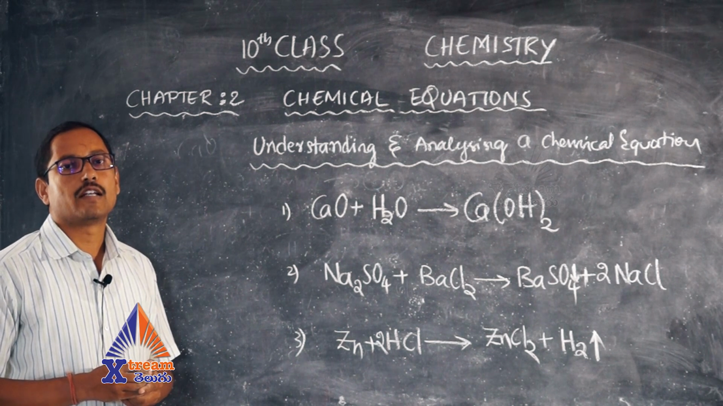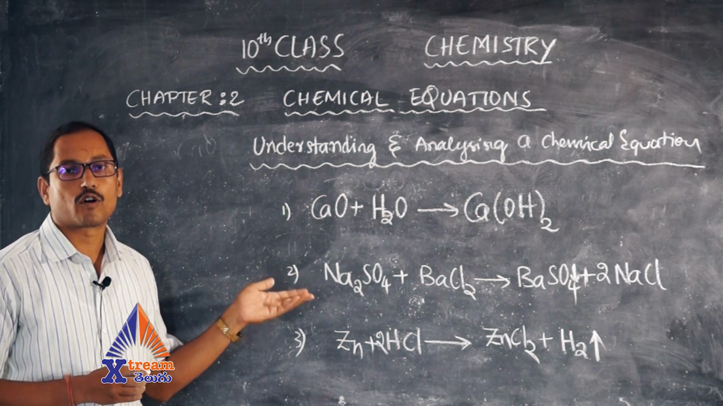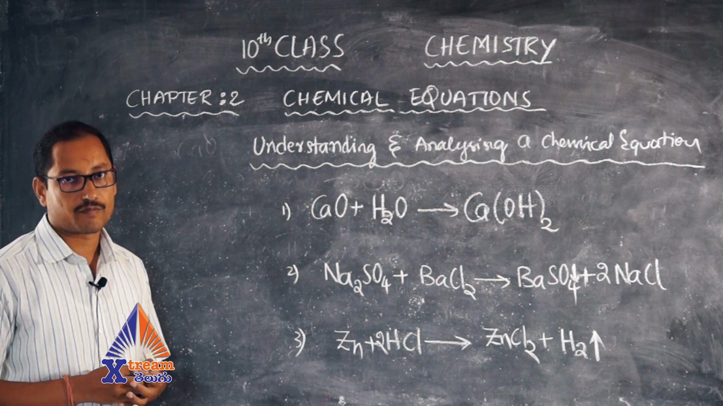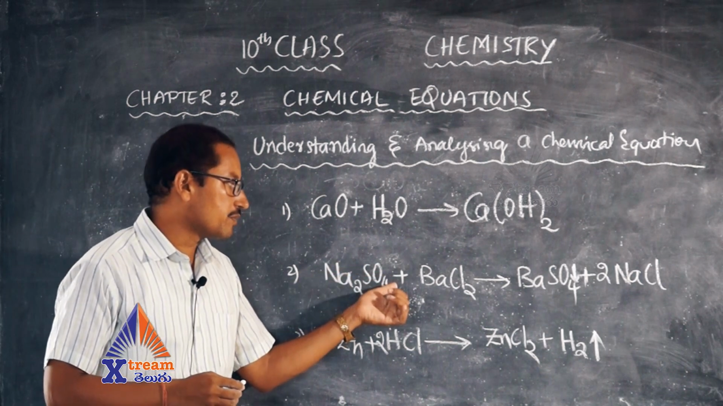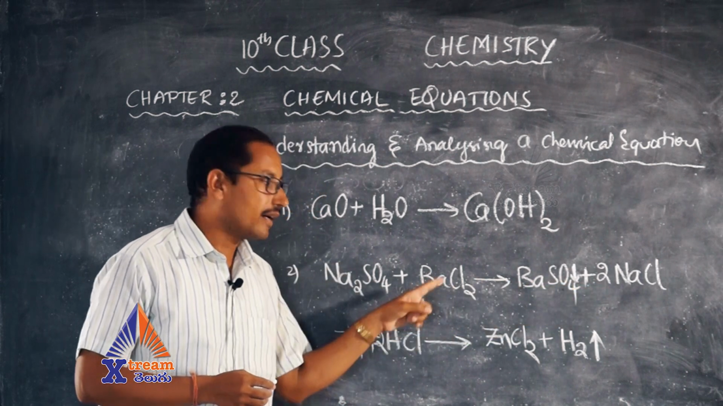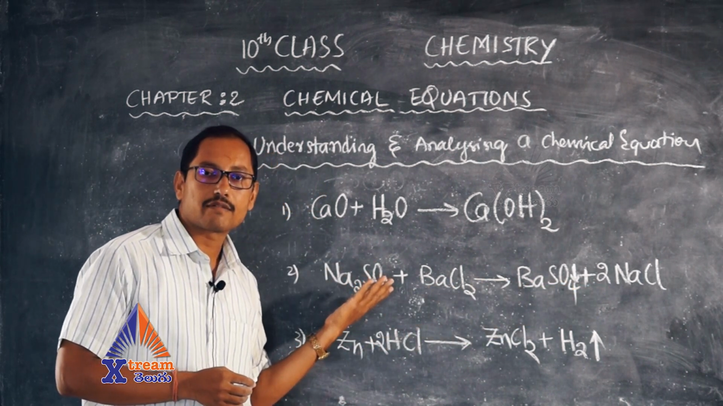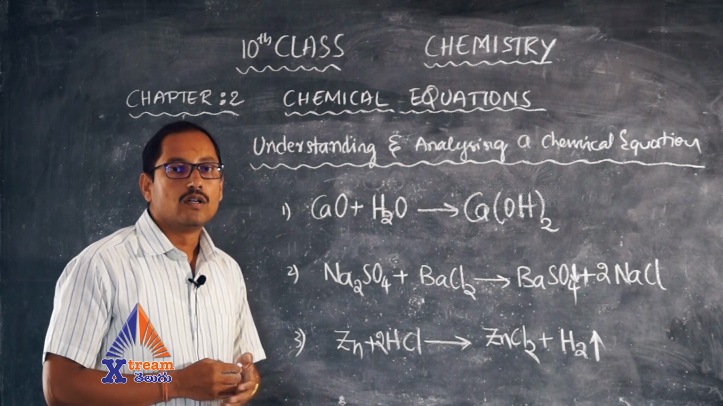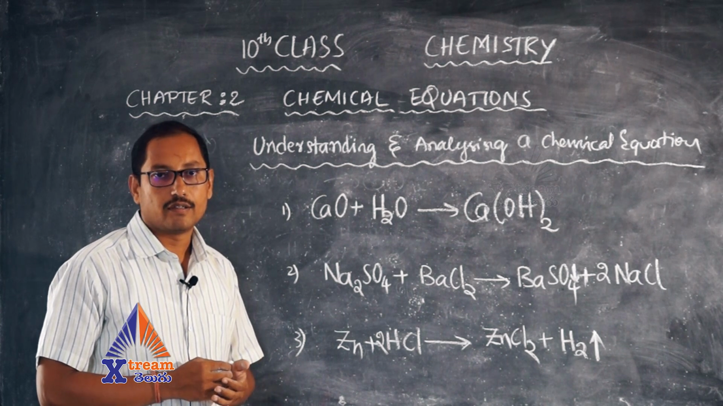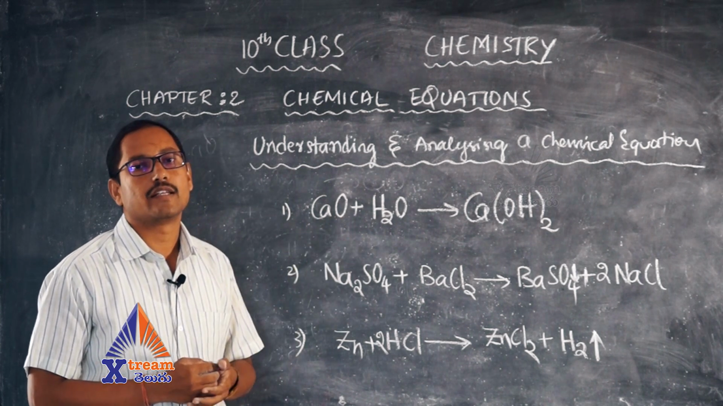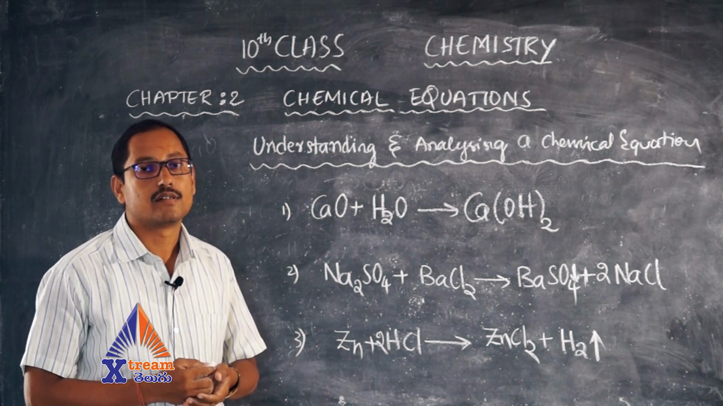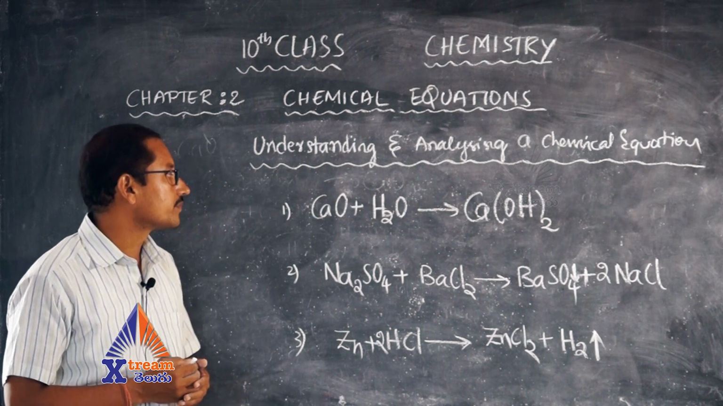You know how to write a chemical equation. Using chemical formulas of reactants and products, we write chemical equations. We write plus signs between reactants and between products and an arrow mark between the set of products and reactants. So this mathematical representation is called a chemical equation, and after writing this chemical equation, let us try to understand today how to understand and how to analyze it.